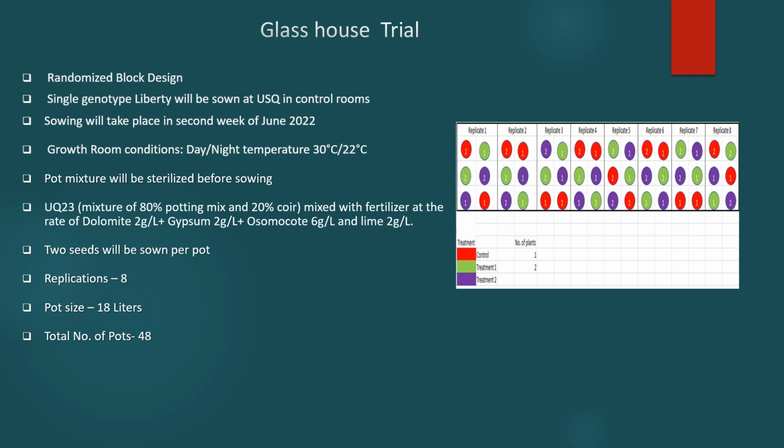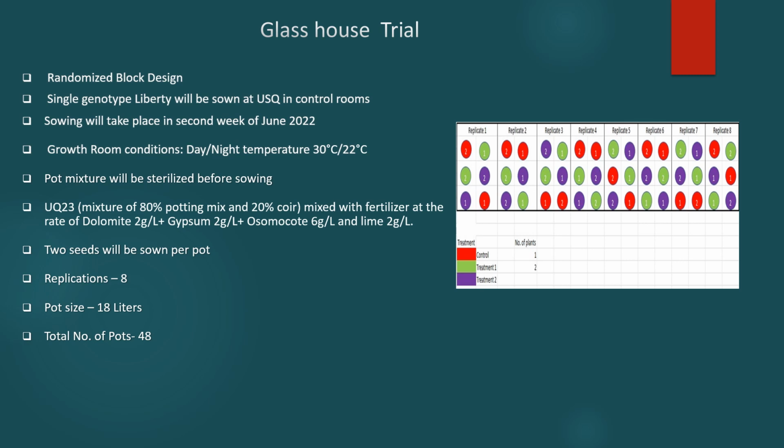For my glasshouse trial, I will use a control room for initial emergence of seedlings in June because of unsuitable weather conditions, and then at the onset of August I will place the pots in the glasshouse for further growth and vigor. In this trial I will use a randomized block design which consists of 8 replications with a single genotype, a total of 48 pots.